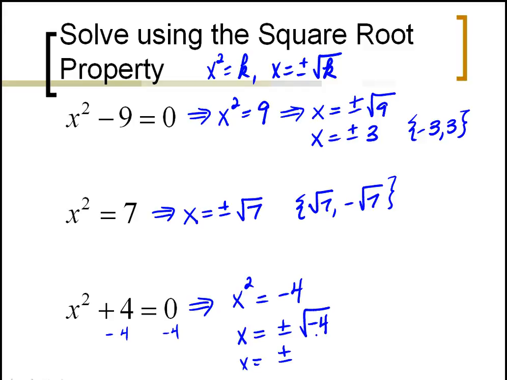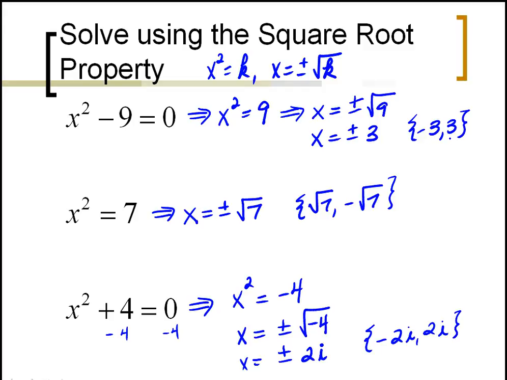But we just learned this. The square root of negative 4 is 2i. So our solutions there are negative 2i and 2i. Okay. So there's really three types of solutions you can have.